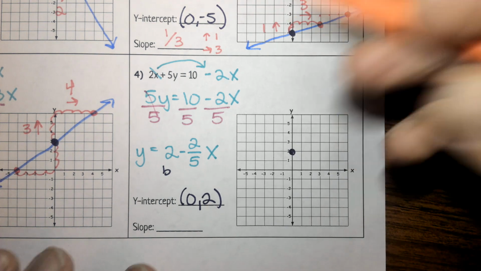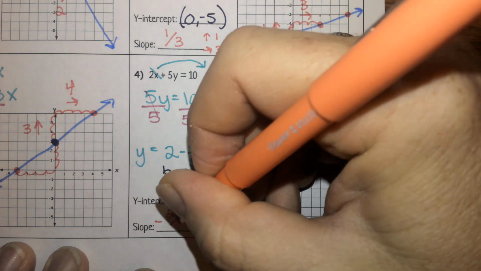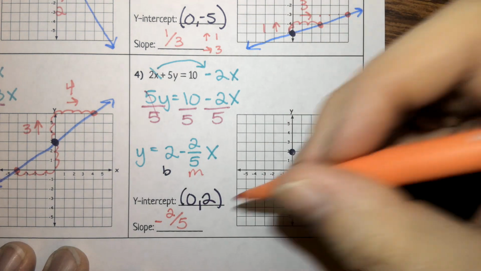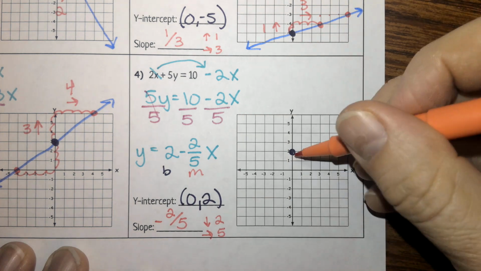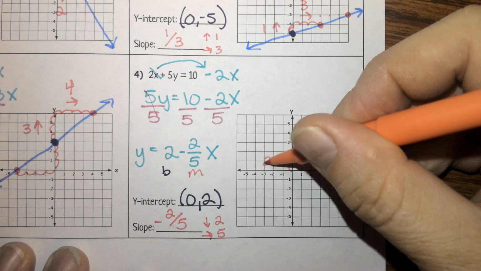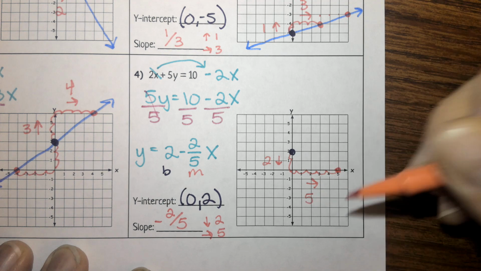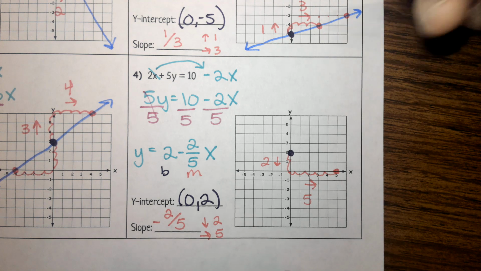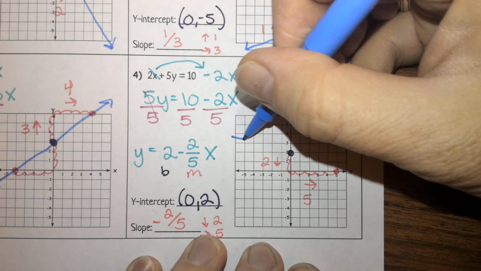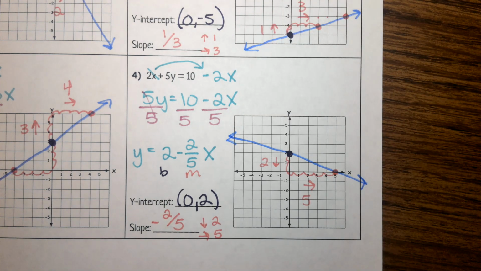And then slope is m, which is the number with x. So we have negative 2 over 5. And again, negative goes down, so we're going to go down 2, right 5. So we go down 2, right 1, 2, 3, 4, 5. We can't go any further right because we don't have enough graph. You could go left if you'd like, but it's not important. What is important is I have my line. And that's how you graph linear equations from standard form.